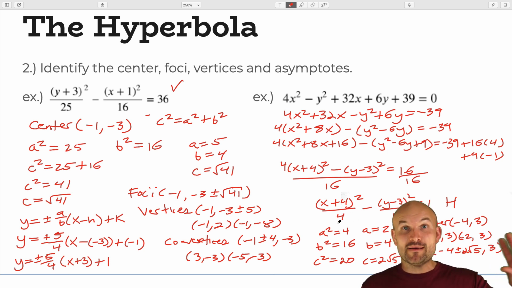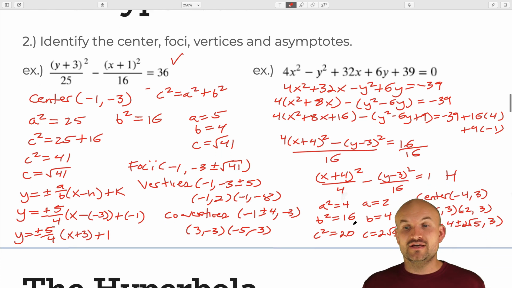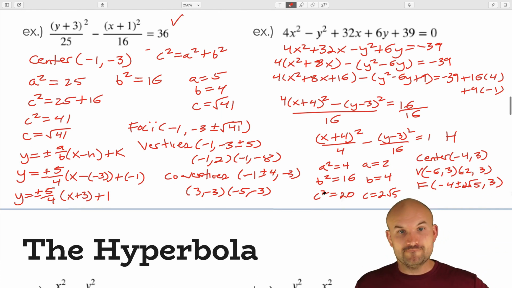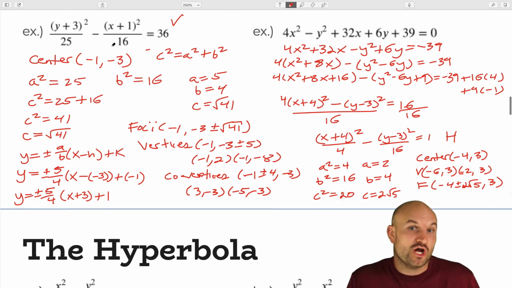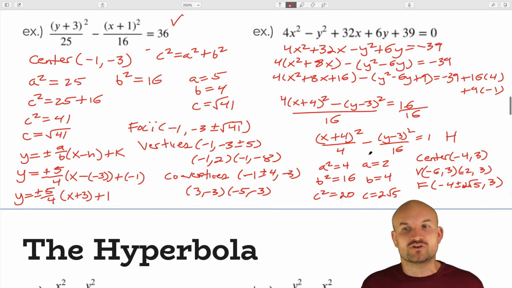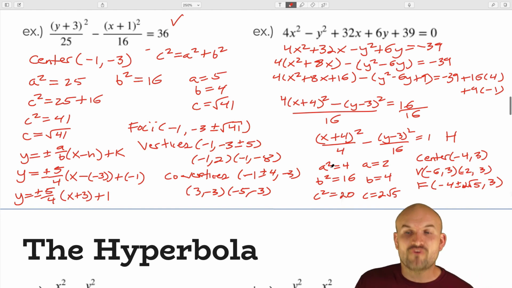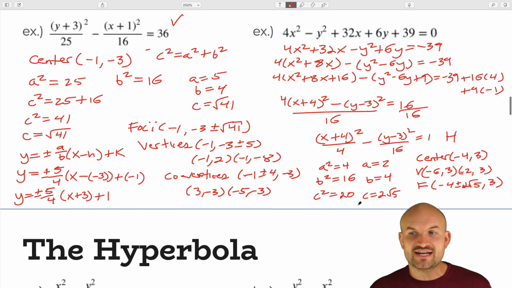Now you can see, again, remember, a squared is always listed first. So a squared is not always larger than b squared. Okay, so in this case, a squared was larger than b squared. But notice it doesn't always work that way. It's always a squared minus b squared. Don't pick the largest number to be a squared. So a squared in this case is 4. So that means a is 2, b squared is 16, b is 4. Here you can simplify c squared.